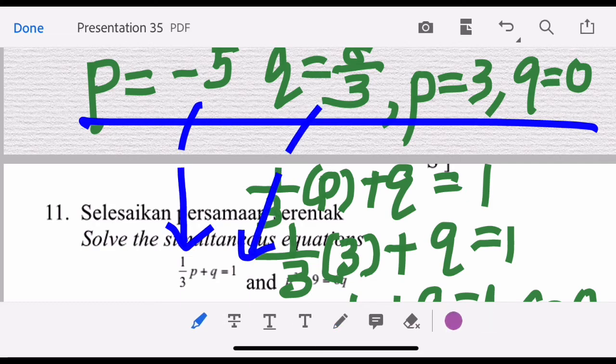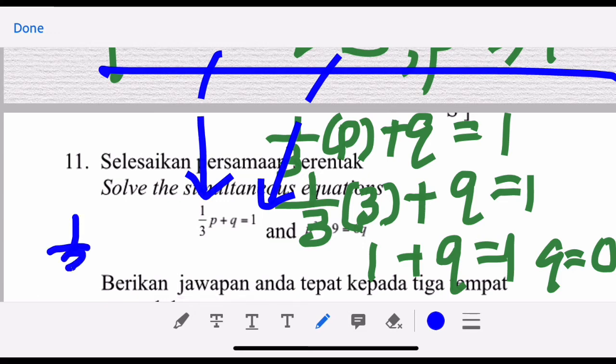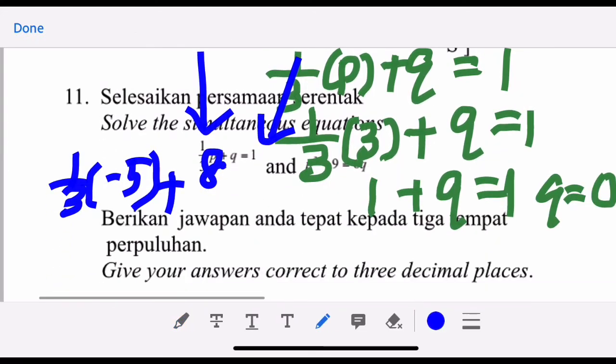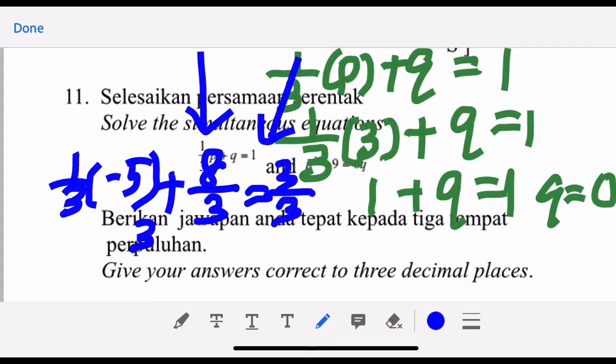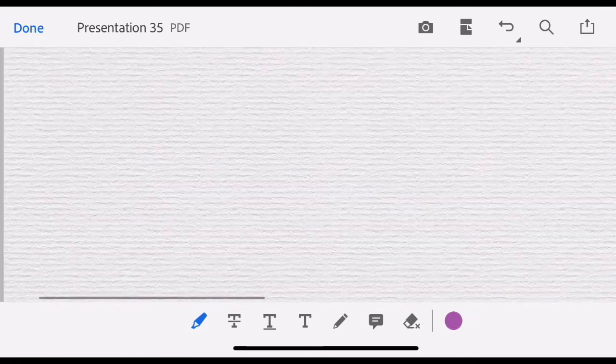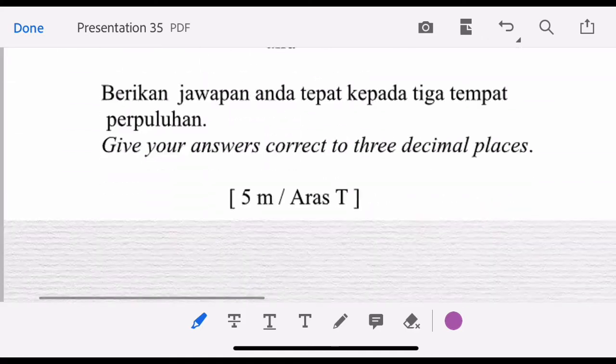So you see, if I take negative 1/3 times negative 5, plus the q, which is 8/3, right? 8 minus 5 is 3/3. So I'm getting 1, right? I'm getting 1. So I'm sure I'm getting the right answer. That is one way you double check your careless mistakes.